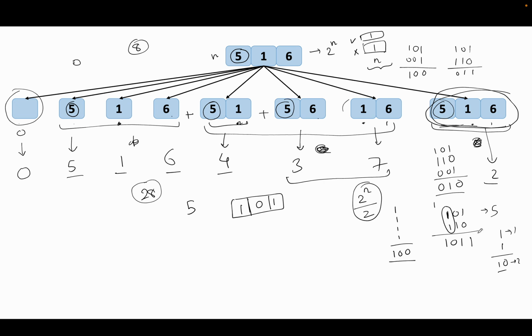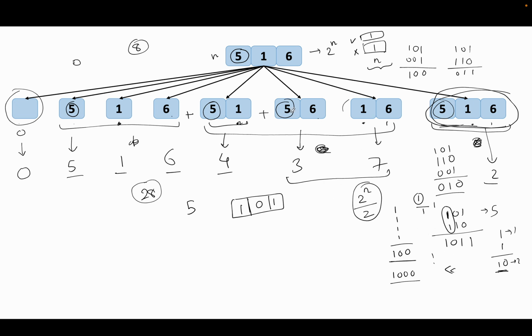So if any bit occurs 1 time, it remains the same. If it occurs 2 times, it's 1 0. If it occurs 4 times, it's 1 0 0. If it occurs 8 times, it's 1 0 0 0. So basically you are left shifting it when you double the number of bits.